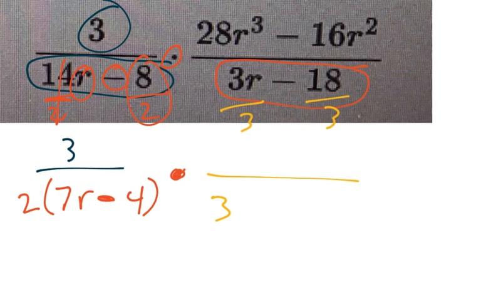This right here, we're going to divide by 3. Let's make note of that. It is in the denominator as well. 3 divided by 3 is 1R, minus 18 divided by 3 is 6.